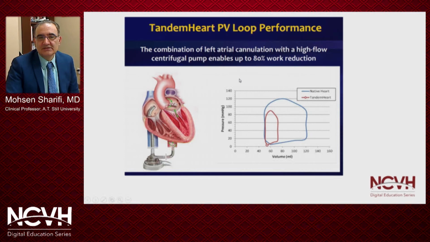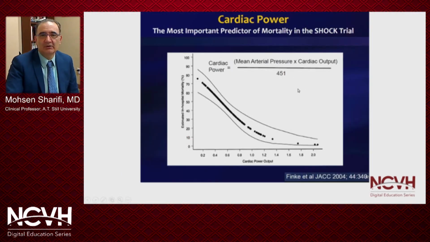What it does when it's used for the left side is it does reduce the workload of the heart. You're looking at the pressure volume curves. You can see the area under the curve is the workload, and it is significantly decreased with this device. Now, the cardiac power is a parameter that is used for predicting mortality in shock patients, and it was actually used in the shock trial.